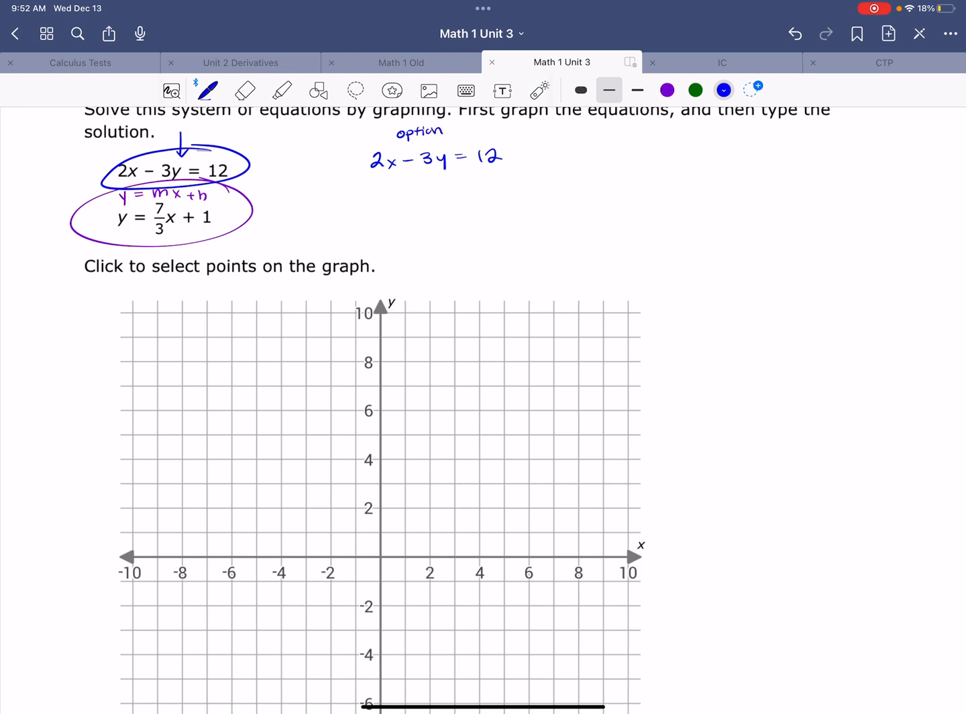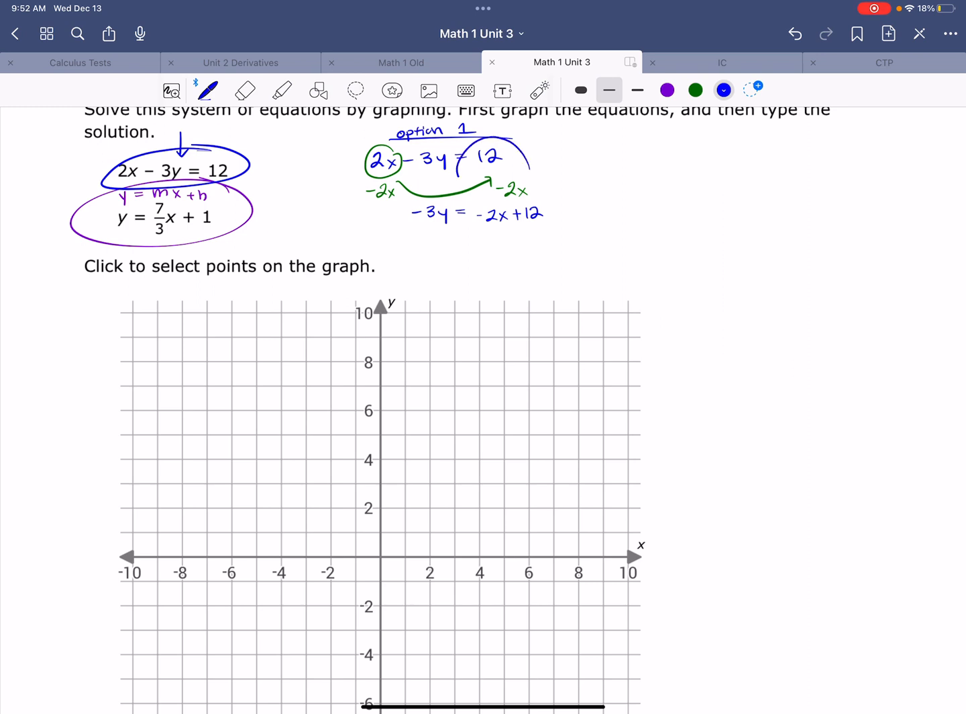Option 1, solve for y, which means that I'm going to take this 2x and move it across the equal sign. If that's a positive 2x, the opposite of a positive 2x is to subtract 2x, leaving me with -3y is equal to -2x plus 12.